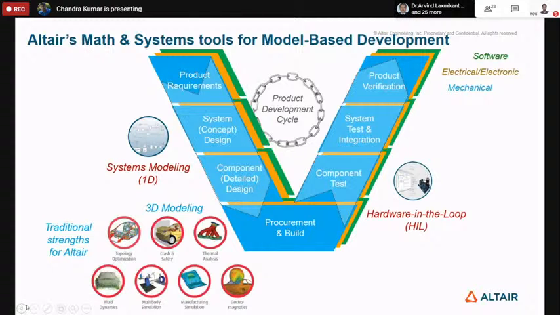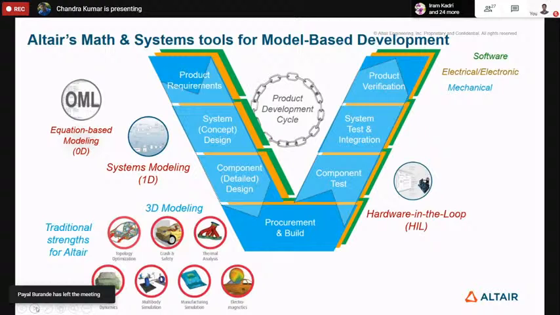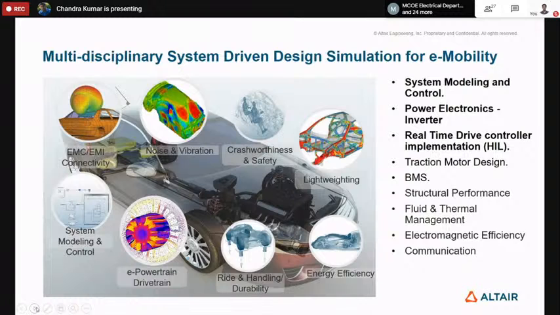On the concept phase, we have equation-based modeling and system simulation, integrating different disciplines. I'm trying to connect product development to our portfolio of products across these different stages of the cycle. If you take an electric car, two-wheeler, three-wheeler, four-wheeler, or passenger vehicle, and look at the subsystems of electric mobility, today I will focus on system modeling and controls, power electronics and inverter design, and real-time controller implementation on the hardware target. That is what my entire presentation covers.